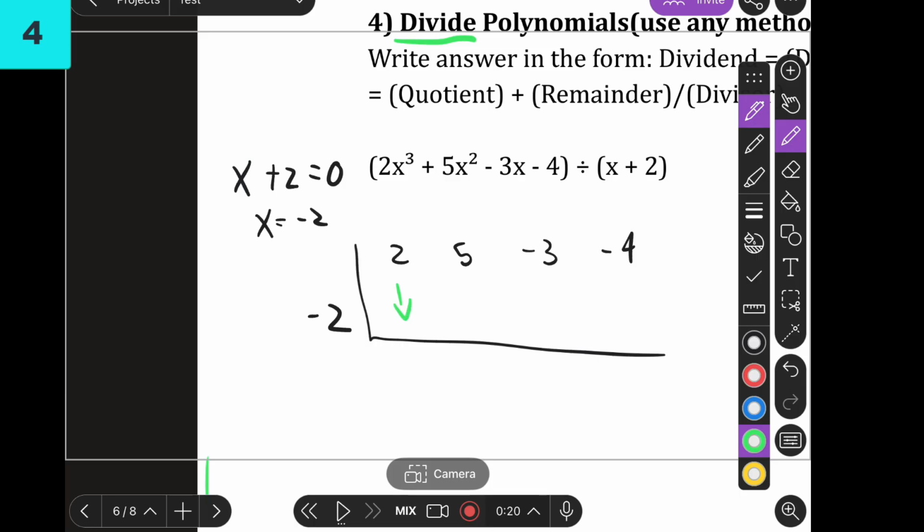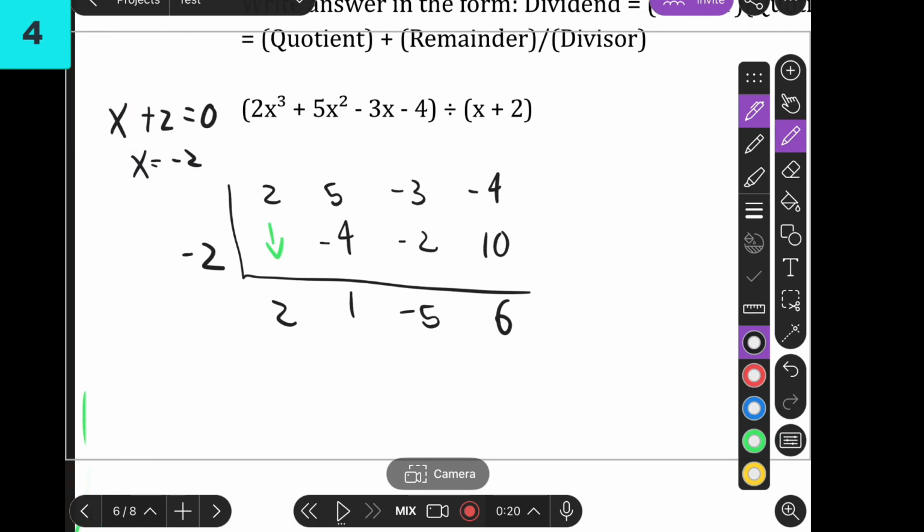First things first, I bring down the first number, which is 2. Multiply diagonal, gives me negative 4. Add these two, gives me 1. Multiply diagonal again, gives me negative 2. Add, gives me negative 5. Multiply gives me 10. Add them together gets me 6. So once you get to the last number, that happens to be your remainder.